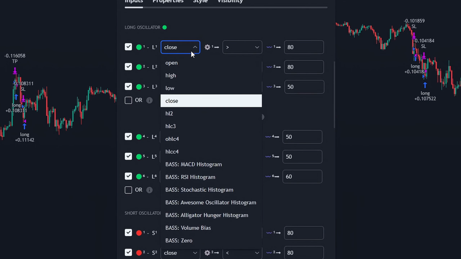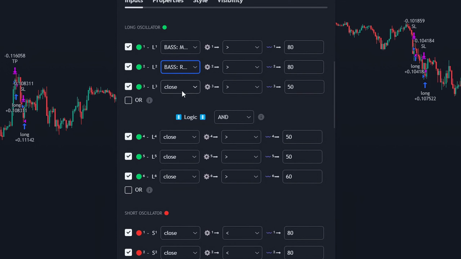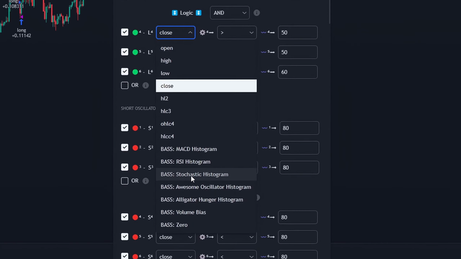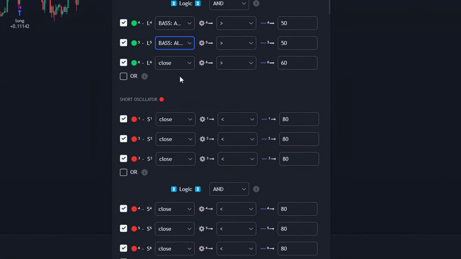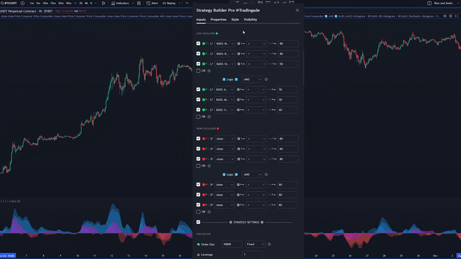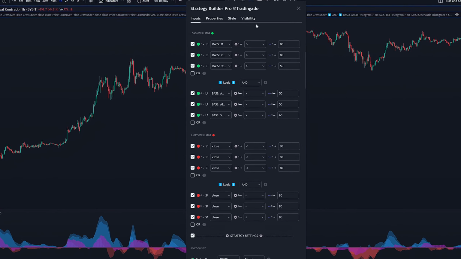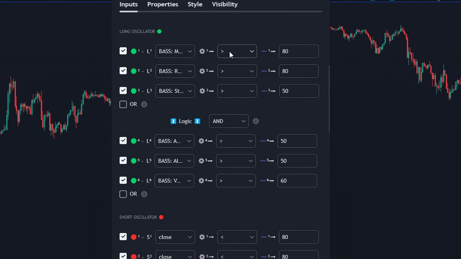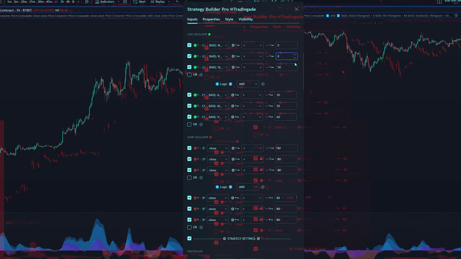For the first signal, we're going to set the MACD from the BAS indicator, then we're going to set the RSI, stochastic, awesome, alligator, and volume. Then we want to make sure that all of them are above the zero level. Here we have already set the signal to greater than this value, and we just need to set the zero value for all of these indicators.